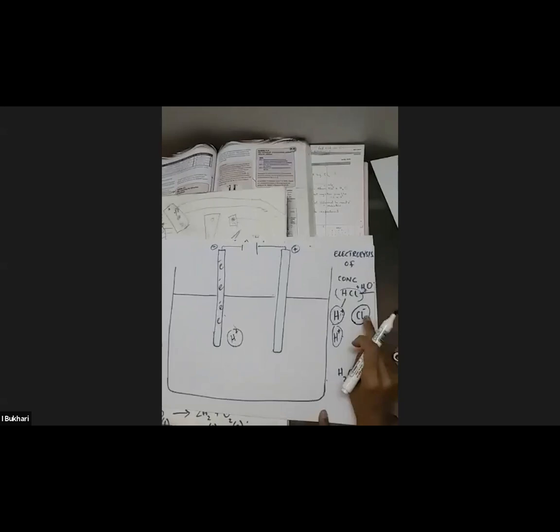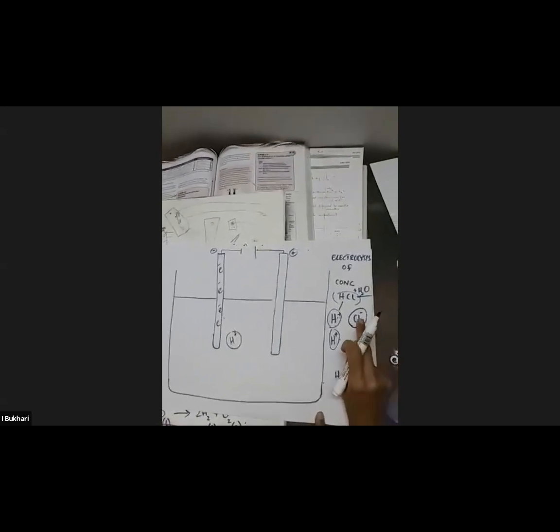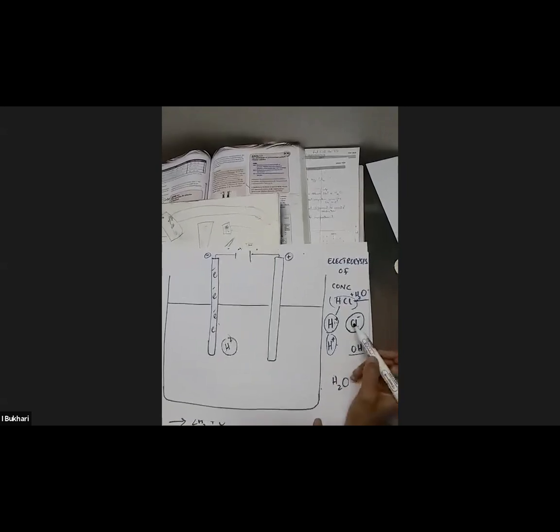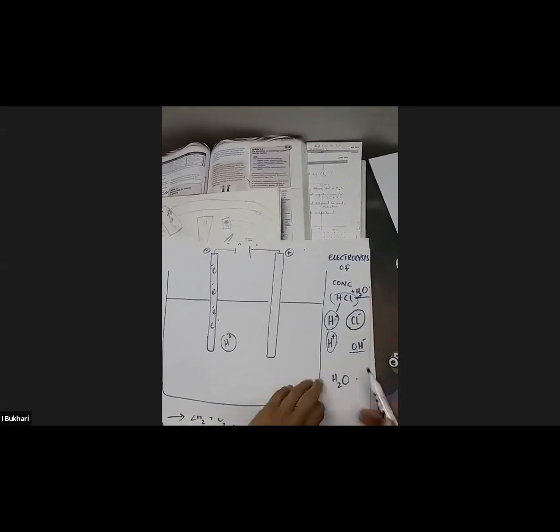Same thing, I'm not repeating it. Here, because they're concentrated, the chloride will be oxidized to chlorine molecule, not hydroxide. It will be chloride that will be oxidized to chlorine molecule.